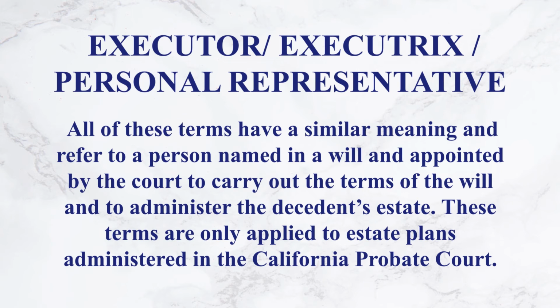Number 5, executor, executrix, personal representative. All these terms have a similar meaning and refer to a person named in a will and appointed by the court to carry out the terms of the will and to administer the decedent's estate. These terms are only applied to estate plans administered in the California Probate Court. If you've created a revocable living trust to avoid probate, your estate plan will instead be administered privately by your chosen successor trustee.